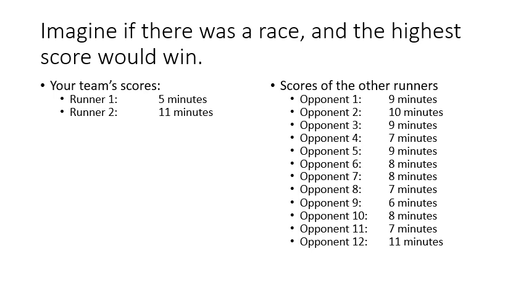Imagine that you have a team of two runners. The first runner ran a race in 5 minutes, right here, and the second ran the race in 11 minutes. Then all of the other runners made these times. So opponent one was 9, 10, 9, 7, 9, 8, 8, 7, 6, 8, 7, 11. That's the distribution for the population.